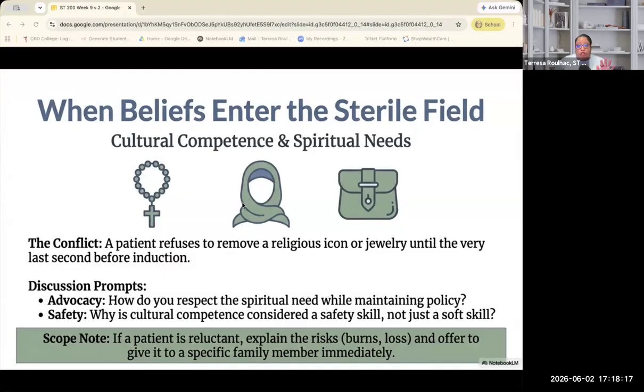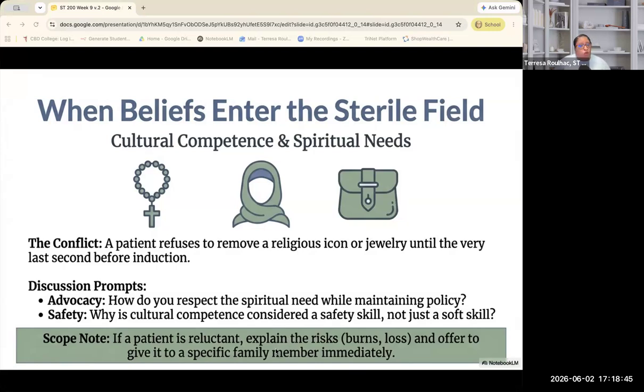Another thing to think about is clarifying the scope. If a patient is reluctant, the appropriate step is not to confront them and be like, why don't you understand this? It's explanation. Explain the risks, burns, loss, contamination. Offer a safety alternative, such as immediately handing the item to a designated family member. That maintains dignity and policy.